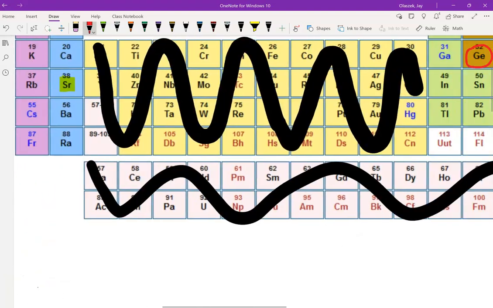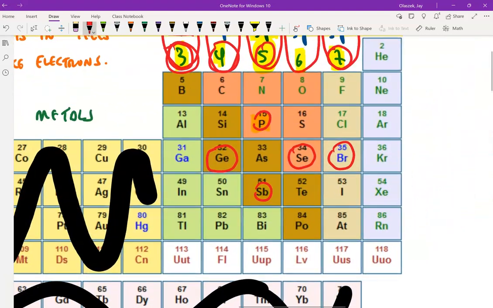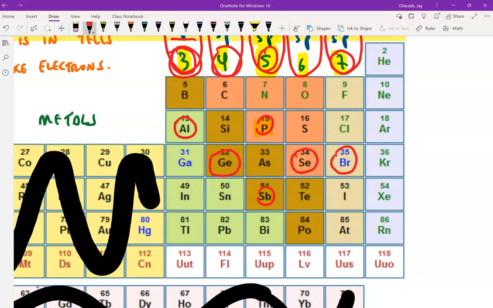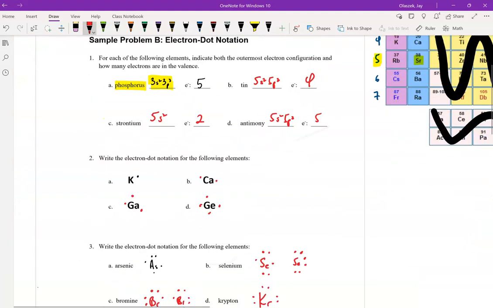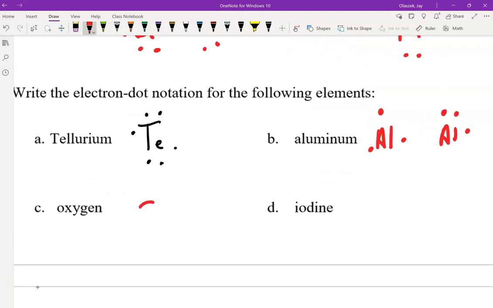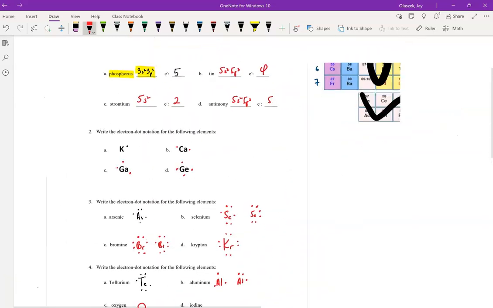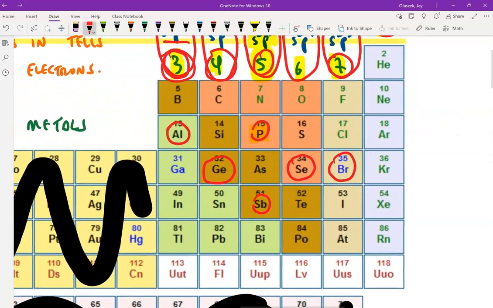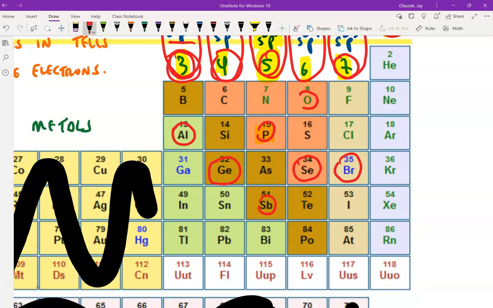It is in this column on our periodic table, the column that is now marked column 3. It means aluminum has 1, 2, 3 valence electrons. Oxygen is in this new group 6. We see oxygen right here. Oxygen is in this new group that is marked with a 6.